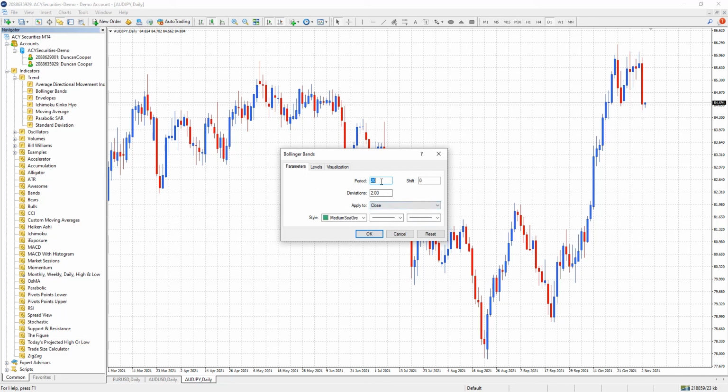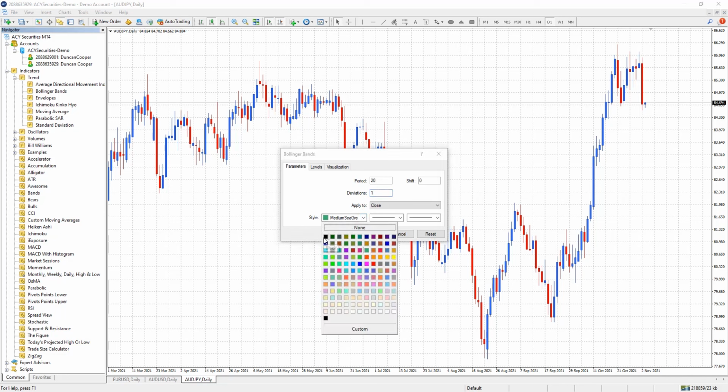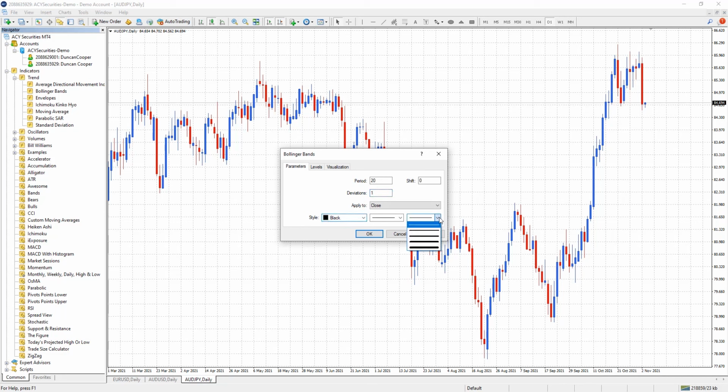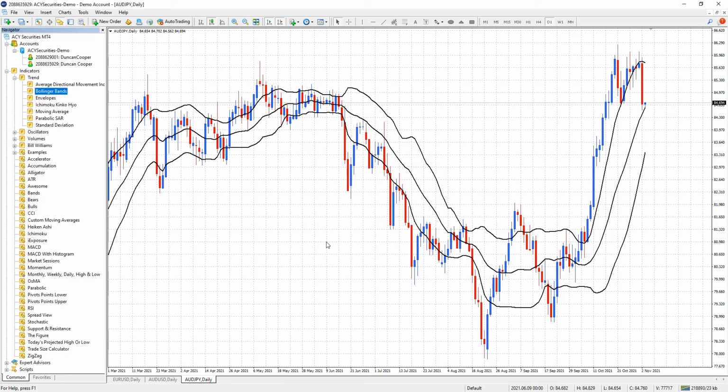The normal settings are 22, but I'm going to alter those. I'm going to keep the period setting to 20, but the deviation I'm going to set to 1, and I like to have it at black, and the middle line just slightly thicker. So period 20, shift 0, deviation 1, and then black and a thicker line. Then click OK. And then what you'll see on the chart is that we have 3 lines.